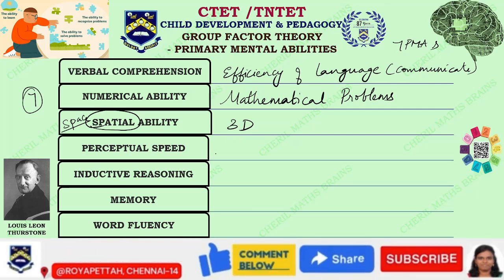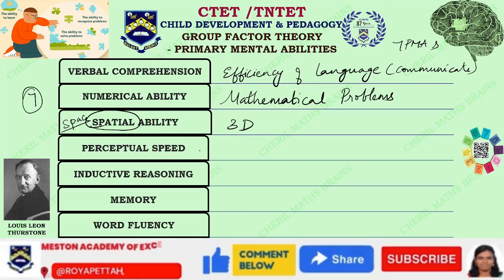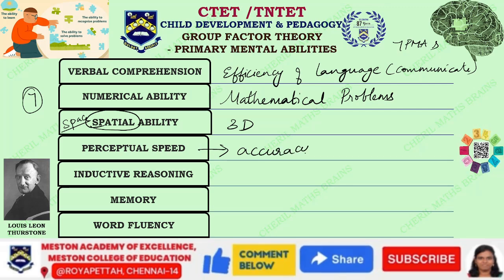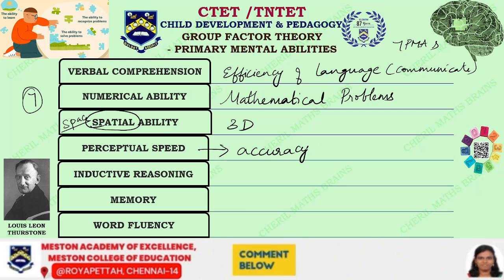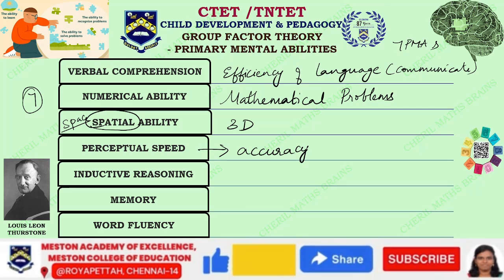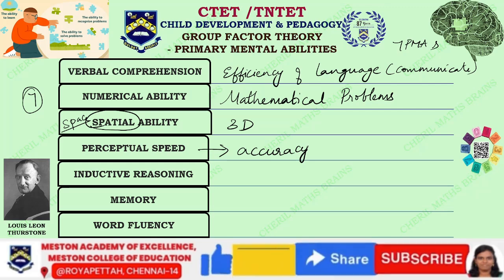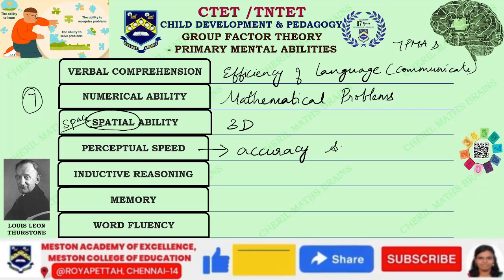The next one is going to be perceptual speed. Perceptual speed talks about accuracy and about how quickly a person is able to identify a particular stimuli, and how he is able to find the similarities and dissimilarities between objects and the changes to the stimuli. So this is the accuracy in stimuli and response.